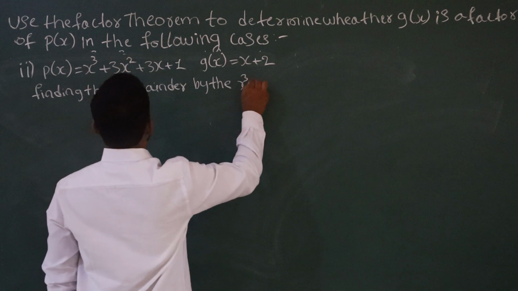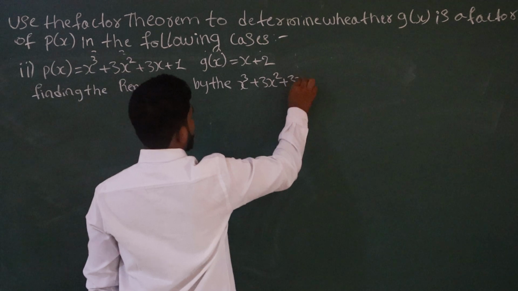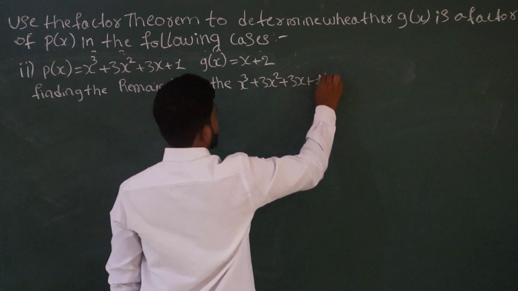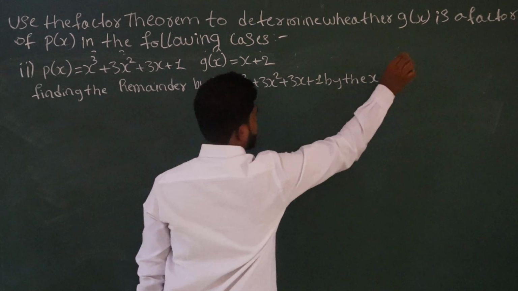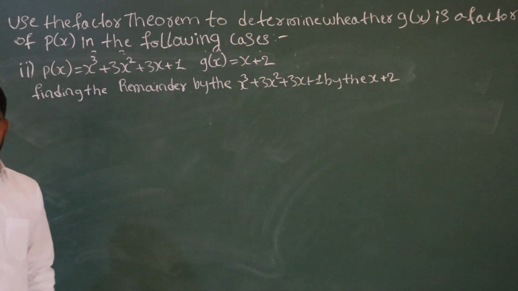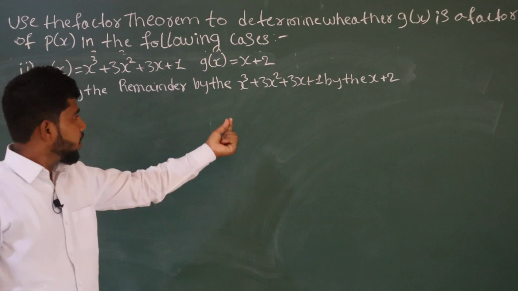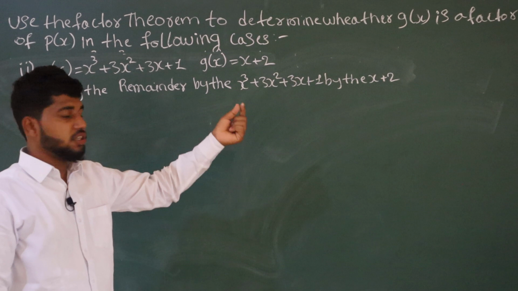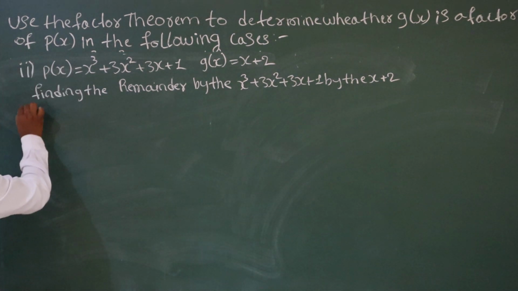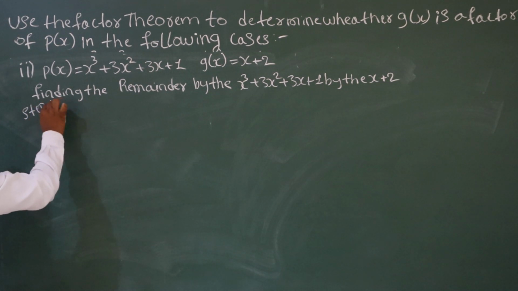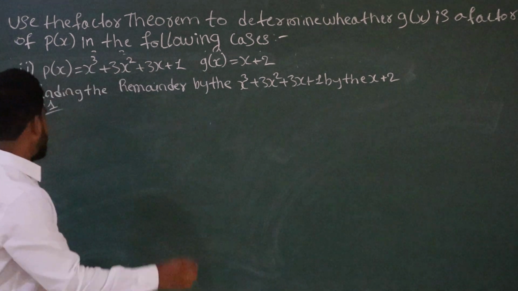We have to find the remainder of x cube plus 3x square plus 3x plus 1 divided by x plus 2, using the dividend and the divisor. What is the dividend? X cube plus 3x square plus 3x plus 1 is the dividend, x plus 2 is the divisor. Now step 1, in the place of the divisor, we take the divisor equal to 0.